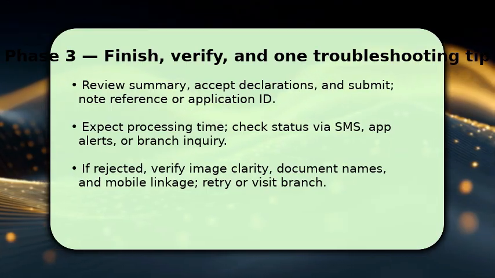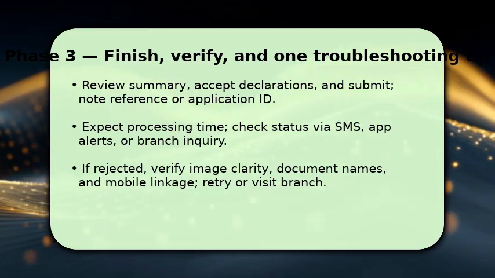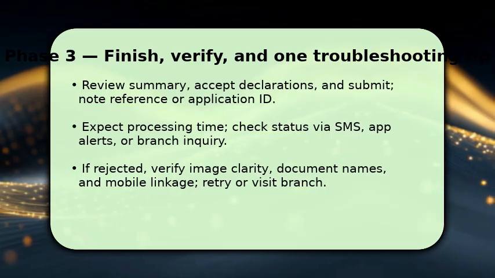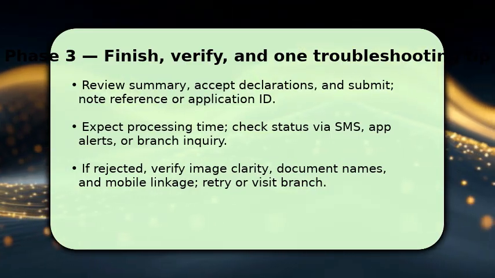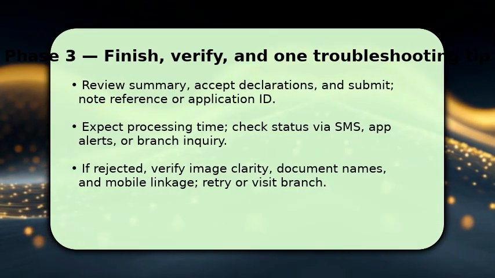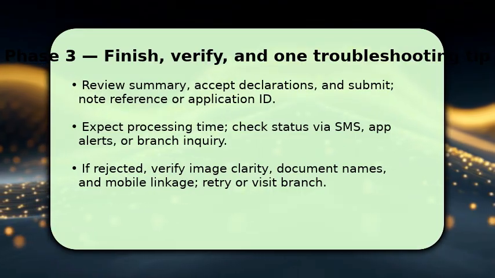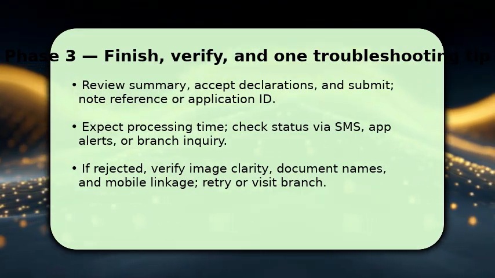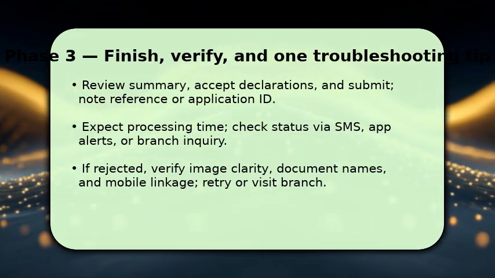If the update is rejected, don't panic. Check image clarity, correct document names, and confirm your mobile is linked to the account, then retry. If problems persist, visit the branch with originals and the reference ID so staff can resolve exceptions quickly.